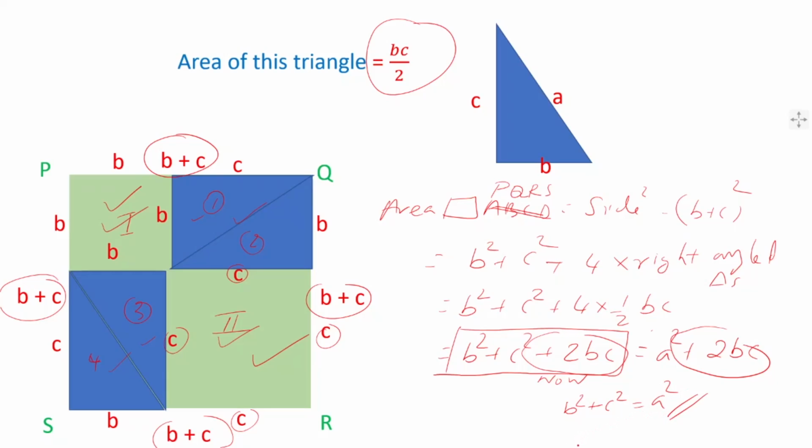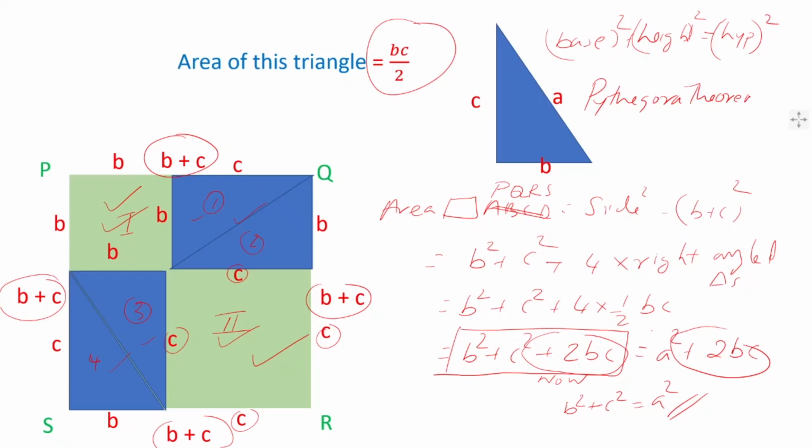What does it mean? Base square plus height square is equal to hypotenuse square. And my dear students, this is what is Pythagoras theorem.